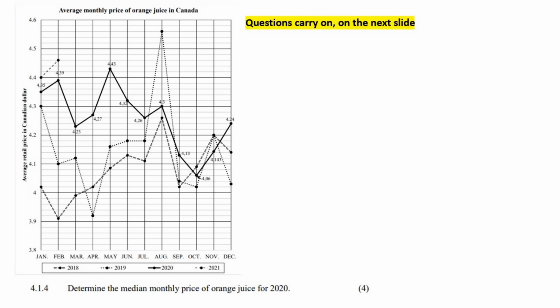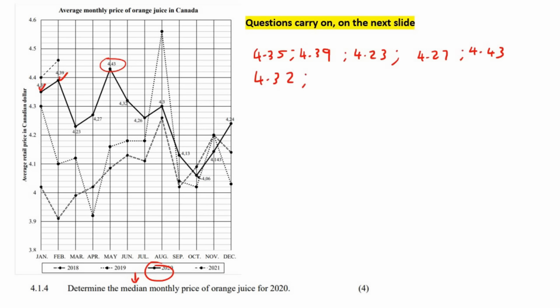This question says, determine the median. Median means middle. Monthly price of orange juice in 2020. So 2020, let's go get all the different prices. So it's going to be 4.35, 4.39. See, I'm just writing down all of these prices. March is 4.23, 4.27, 4.43, which was May, 4.32, 4.26.